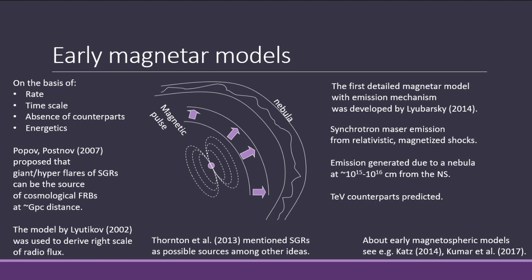Absence of counterparts, it fits, because if a hyperflare of a magnetar happens somewhere at 1 gigaparsec from us, we don't see the flare itself. We can see it only in radio, because in radio we can reach much better sensitivity. We can detect much lower fluxes on Earth, partly because we use huge telescopes for it. And energetics is fine. The total energy of a hyperflare can reach 10^46 ergs, and you can use a tiny fraction, 10^-5 of this total energy, to produce a fast radio burst.